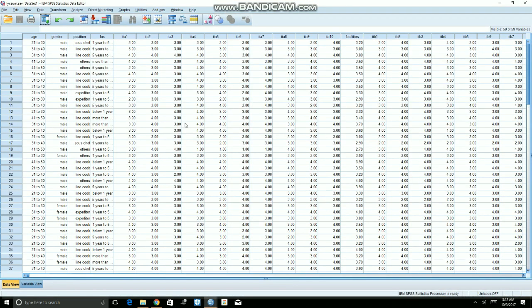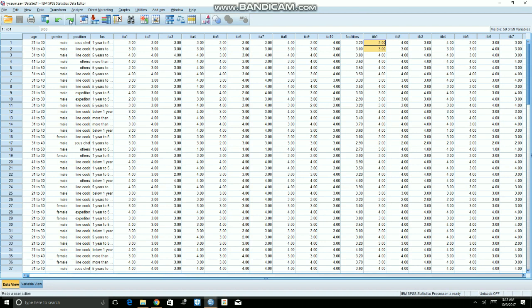This is existing data. First, we have the research question: is there a significant difference between the length of service and the benefits that employees could have? Then we have the null hypothesis that there is no significant difference between the length of service and the benefits that employees could have. Now we will use the one-way ANOVA test.